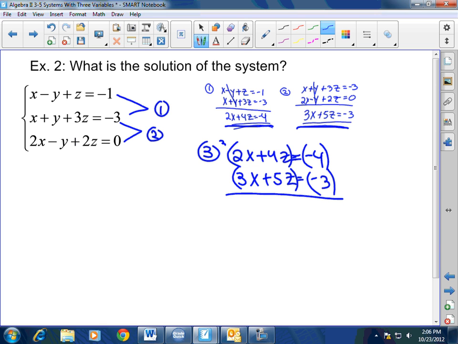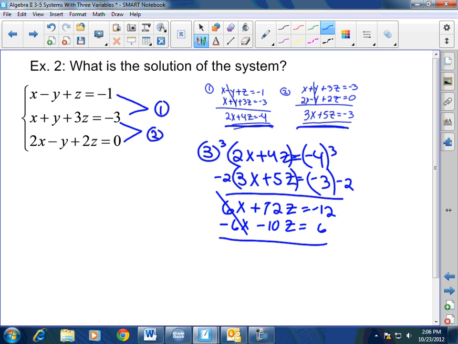Okay, if you want to do 3 to the top, that's fine. And then to the bottom, you have to do -2. Okay, because remember, we need them opposites. So this is 6x plus 12z equals negative 12, minus 6x minus 10z equals 6. Boom, cancels out. 2z equals negative 6. Z equals negative 3. Okay, if you want, you could put that over here on the side just to keep a little log.